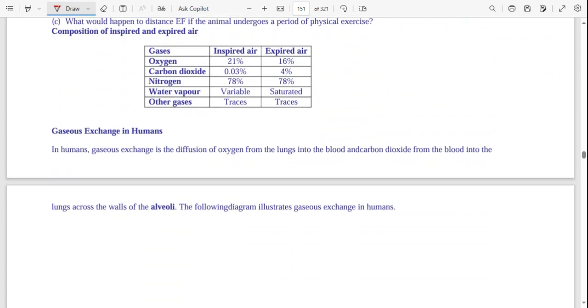Again, you need to know the compositions of different gases in the air that you breathe in and the air that you breathe out. In the air that we breathe in, we are going to have 21% oxygen, 0.03% carbon dioxide, 78% nitrogen. Water vapor changes, okay? But in the air that we breathe out, you don't breathe out too much. So the percentage of oxygen in the air that we breathe out is 16%, carbon dioxide is 4%, nitrogen, everything you breathe in will be everything you breathe out. 78% is still. Please make sure that you know this.